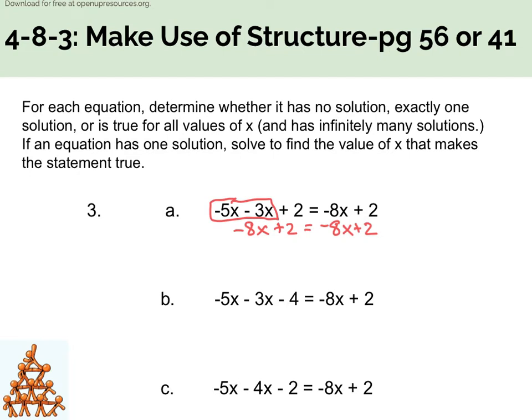Now let's go ahead and look at it. So I have -8x, -8x. Awesome. Variables are the same on both sides. What about the numbers? I have 2, +2. So both sides are exactly the same. So this one is going to be true for all values.